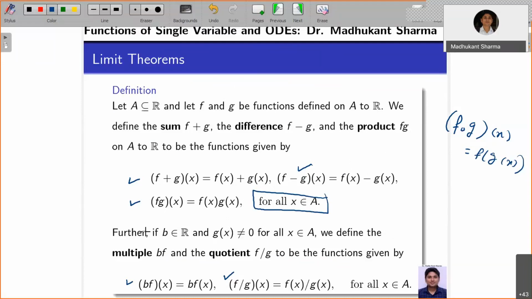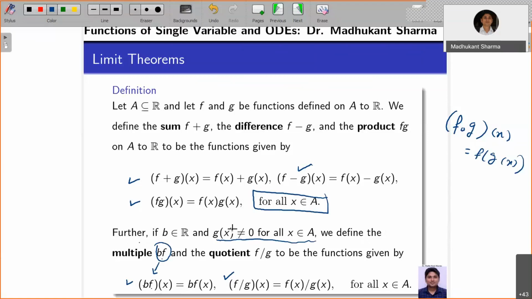Okay, right. So further, if here is the scalar multiple, b into f, scalar multiple of the function. How will you define it? b f of x is equal to b times f of x. You take the values and multiply by b. For the quotient, you will define it by f of x by g of x, provided g of x should not be 0 for any value of x. So that condition needs to be put.